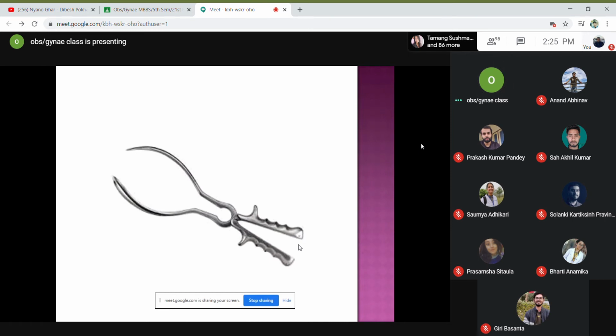This is the picture of the forceps. This is a pair of instruments. So that's what I'm telling you: by showing you in the class, you won't be able to understand. So whenever you come for posting later, try to see the instruments in the labor room.